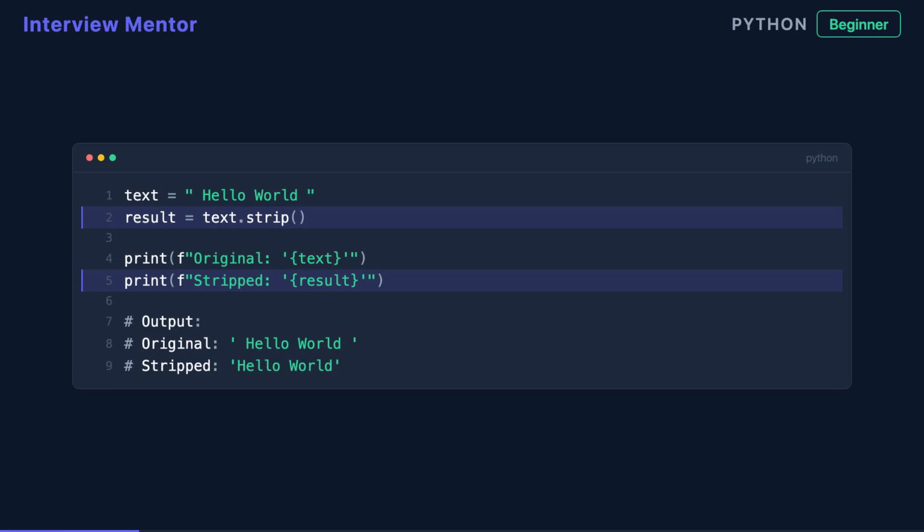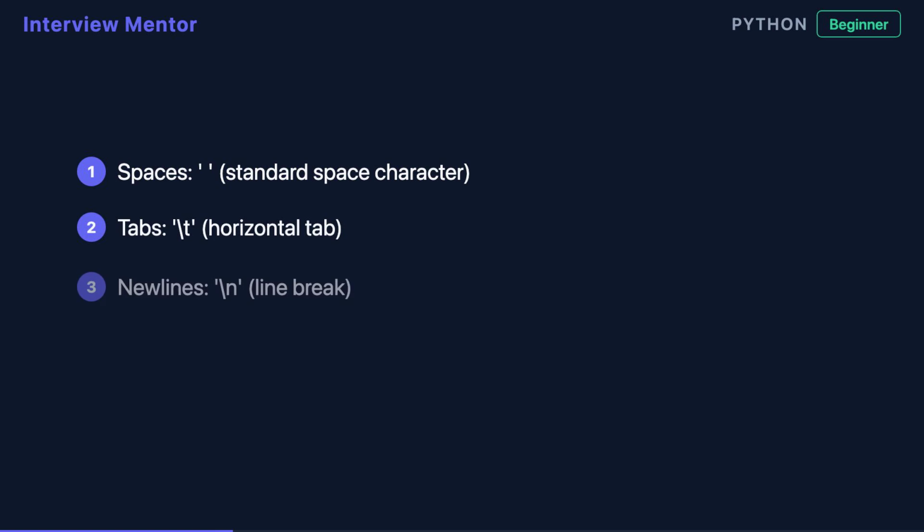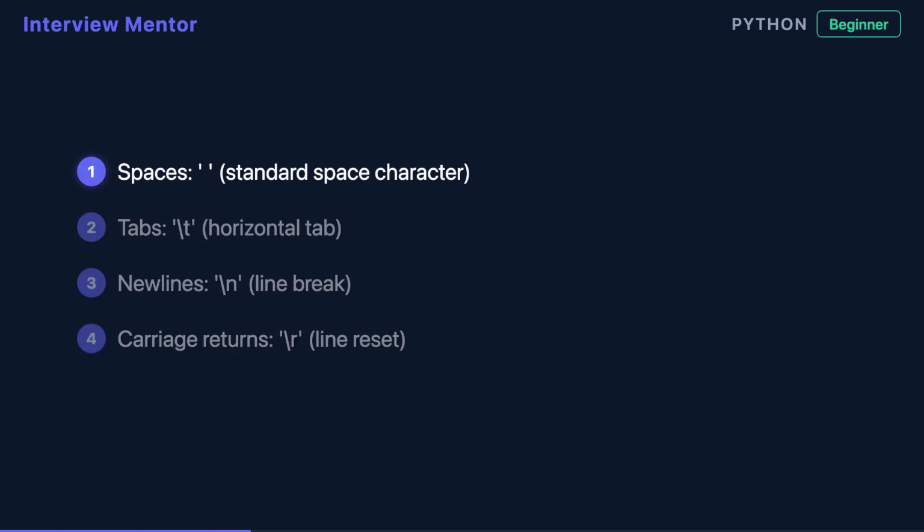If you have a string with leading and trailing spaces, calling strip returns a clean version with those spaces gone. Notice the original string stays unchanged because strings in Python are immutable. What counts as whitespace? Strip removes spaces, of course, but also tabs, new lines, and carriage returns. Any invisible character that creates spacing gets stripped away. This makes it perfect for cleaning user input or parsing text files.